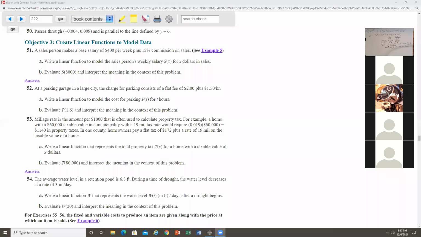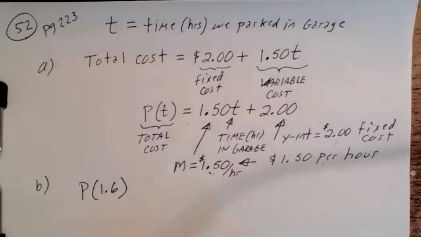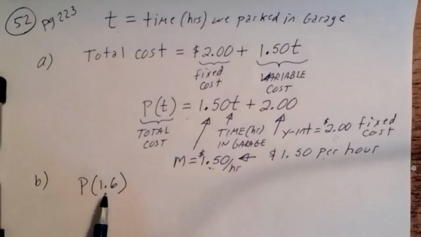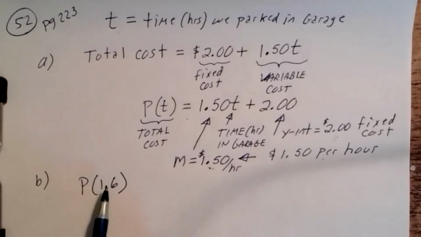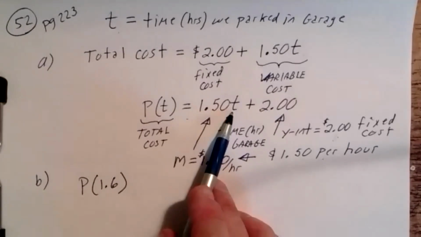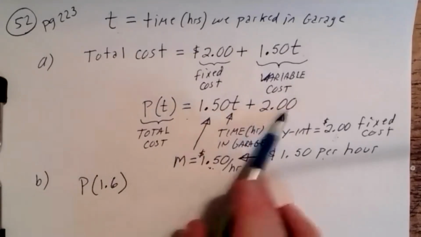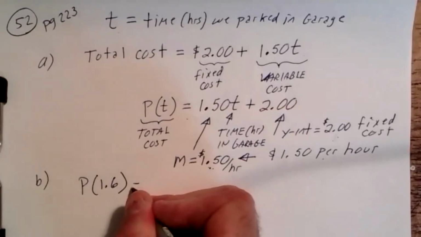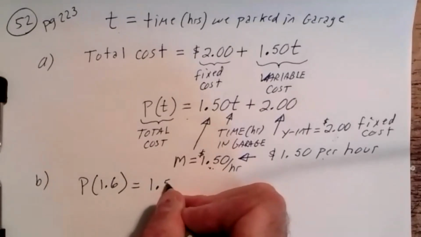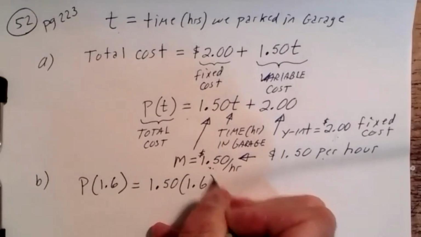It says for 52B, evaluate P of 1.6 and interpret the meaning in the context of this problem. Ladies and gentlemen, we're going to evaluate this linear function at 1.6. Mechanically, what does that mean to do? Mechanically, it means to take 1.6 and substitute it in where? Where do I put the 1.6? In for T. 1.6 goes in for T into the definition of this function that we developed, this linear function. So P of 1.6 is going to be 1.50 times 1.6 plus 2.